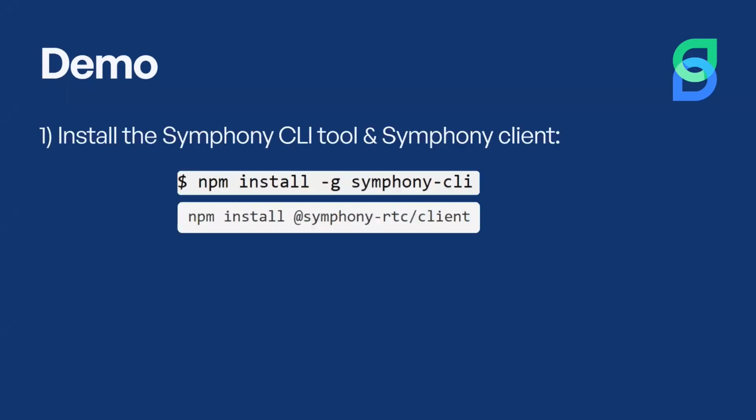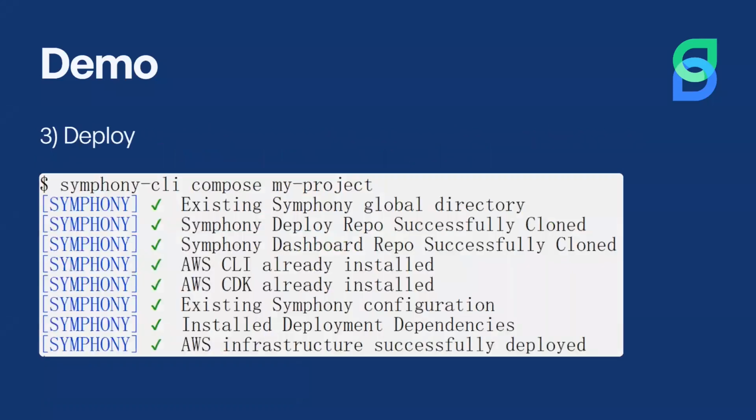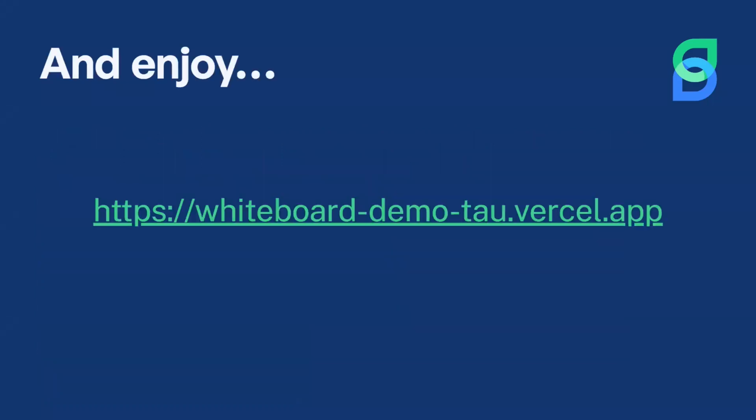First, we install the Symphony client and the Symphony CLI tool. Then we write our application using the data structures and APIs provided by the Symphony client. We provide a variety of data structures so that even the most complex data models can be represented. Then we simply deploy using our CLI command. And just like that, we have a collaborative web application. If you'd like to go to the link shown, you can see it in action.